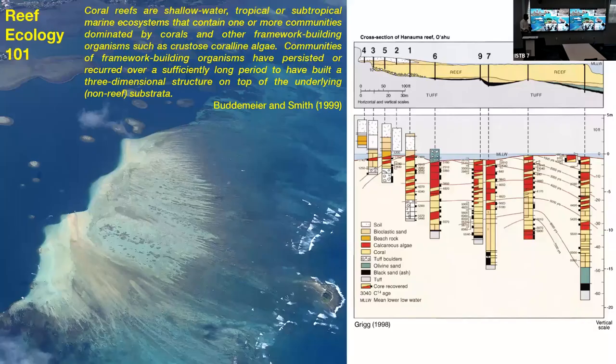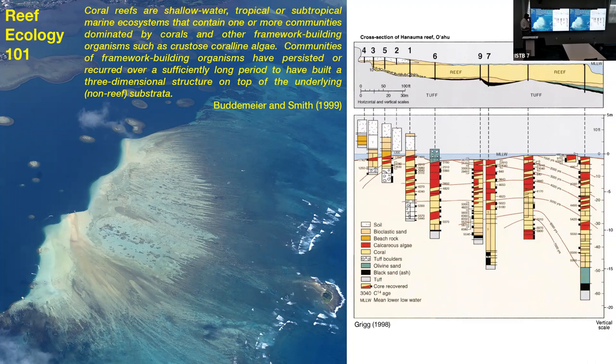Here's the Reef Ecology 101. There is no good universally accepted definition of what a reef actually is. This is the one that I like. Reefs are tropical and subtropical marine ecosystems that contain one or more communities dominated by corals and other framework building organisms, not just corals. Other things build reefs, such as crustose coralline algae. These communities have persisted or recurred because they'll die and grow back, over a long enough period to build a structure on top of pre-existing structure. Reefs have to grow on pre-existing structure.